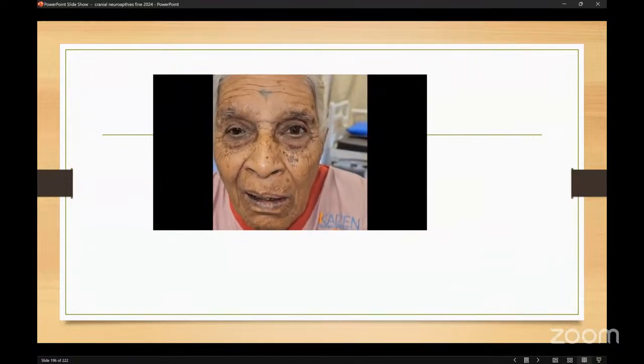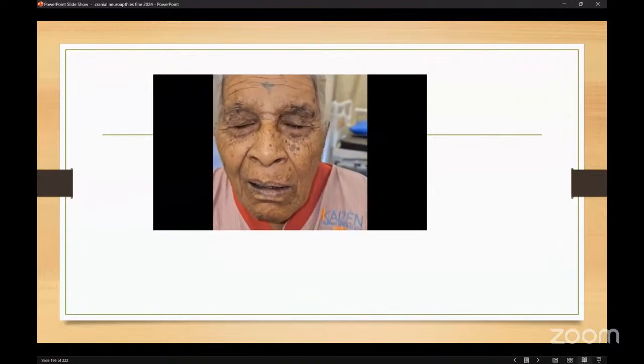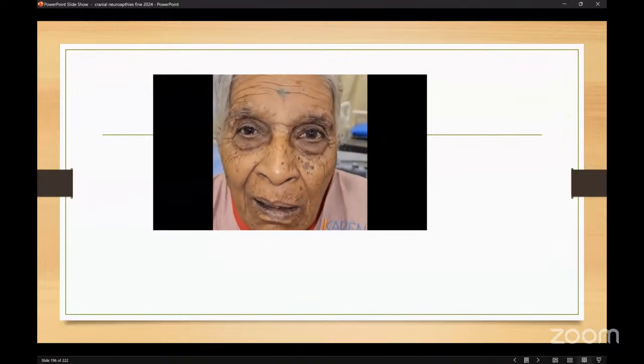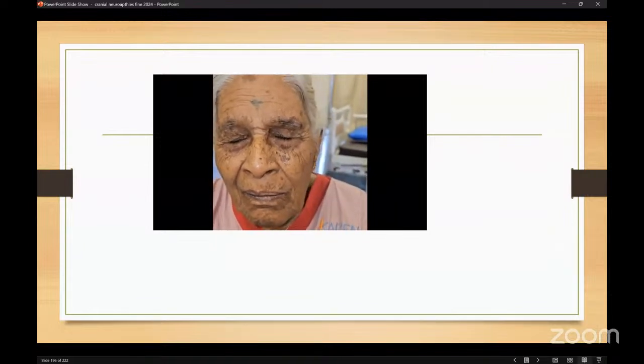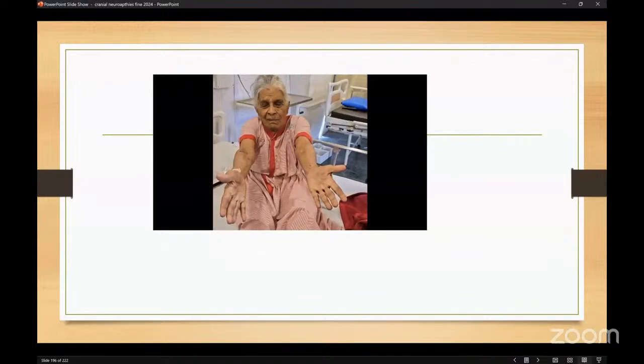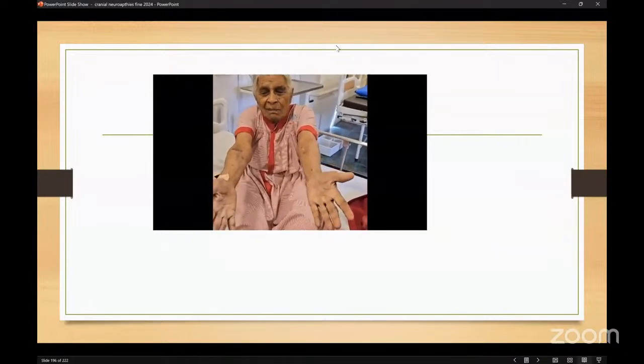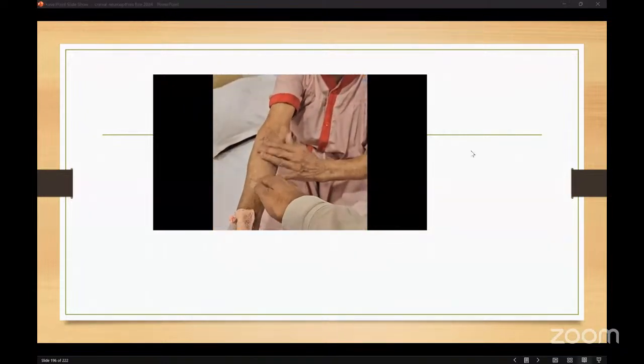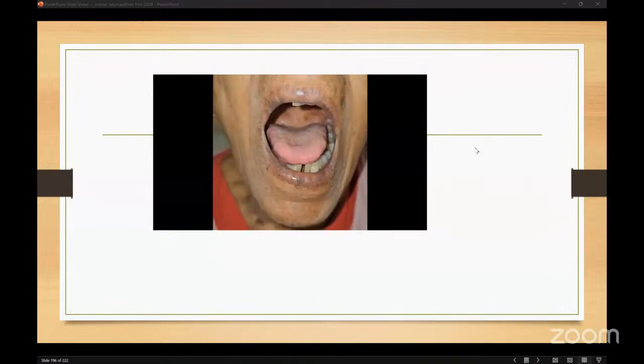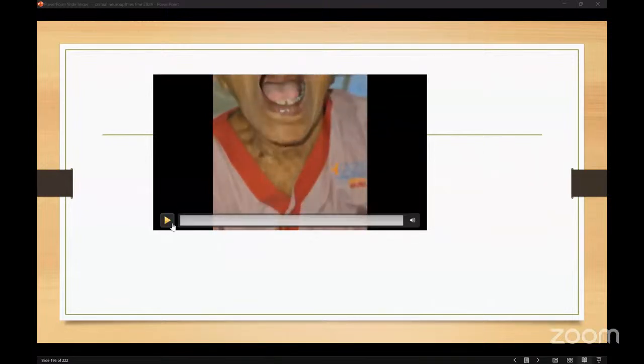Now tell me, what is the localization? What is the localization? You can clearly see there was a right Horner's and there is a right bulbar weakness. So it's a PICA infarct, basically, right PICA infarct. Okay.